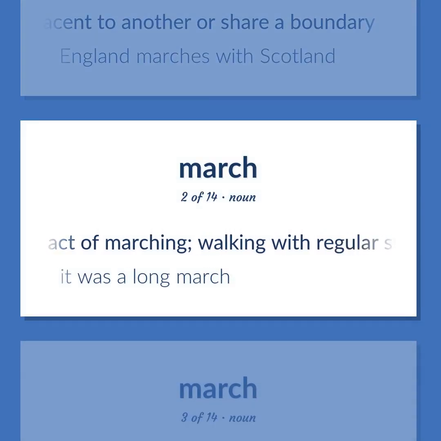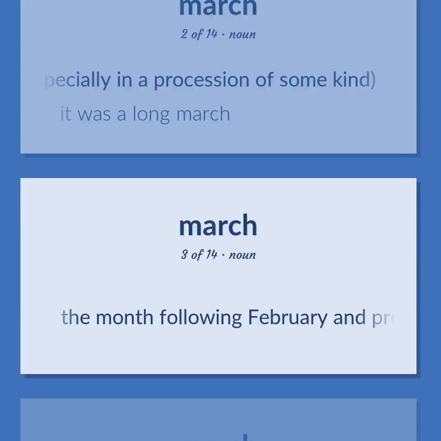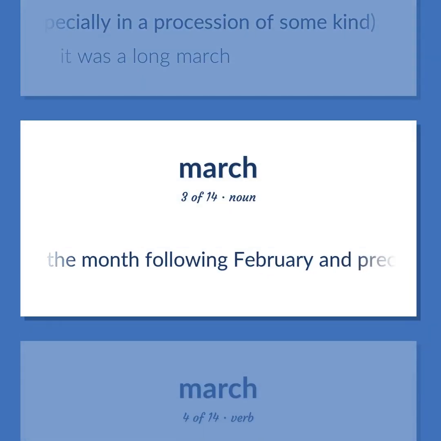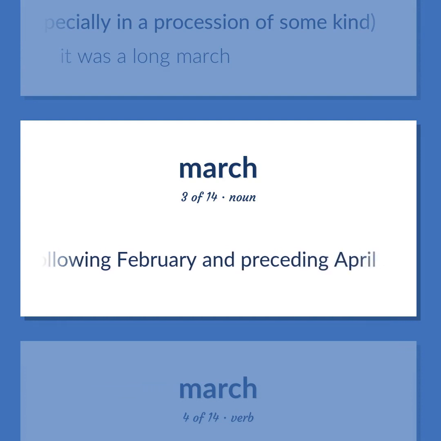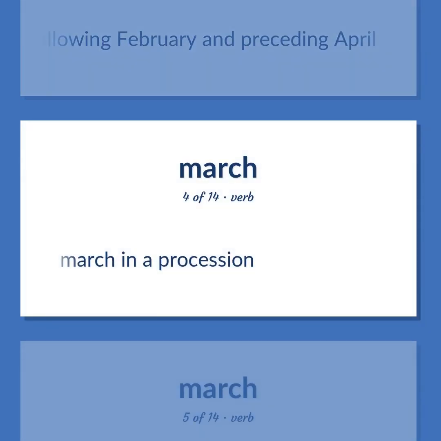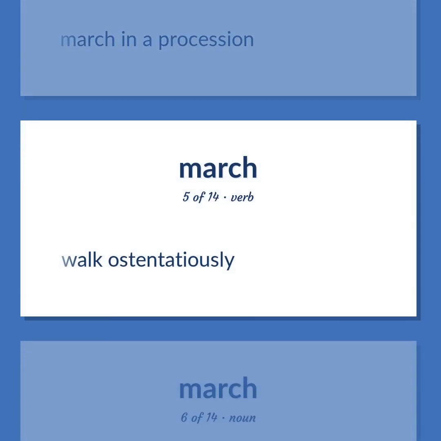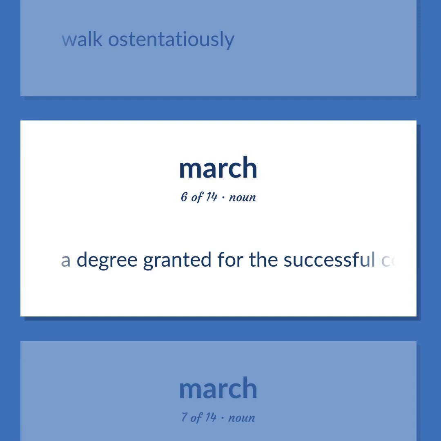The act of marching, walking with regular steps, especially in a procession of some kind. It was a long march. The month following February and preceding April. March in a procession. Walk ostentatiously. A degree granted for the successful completion of advanced study of architecture.